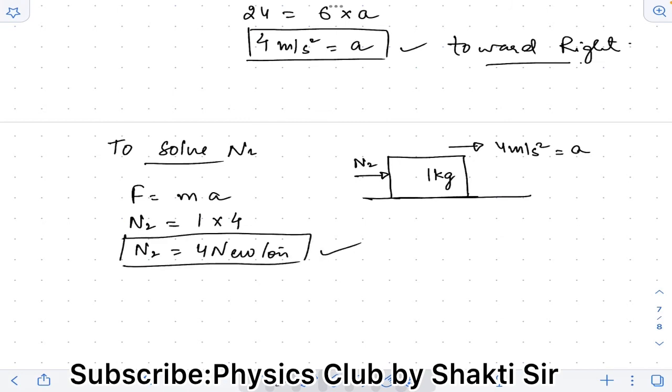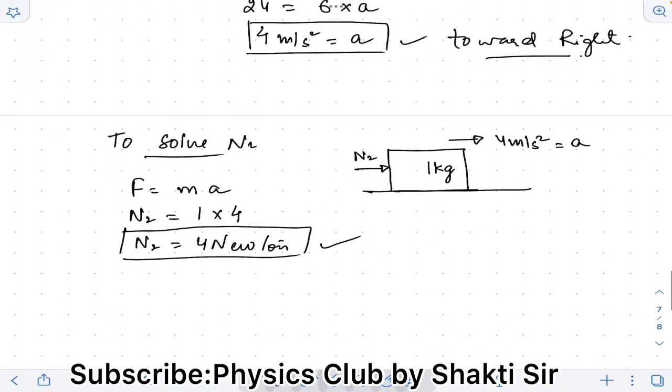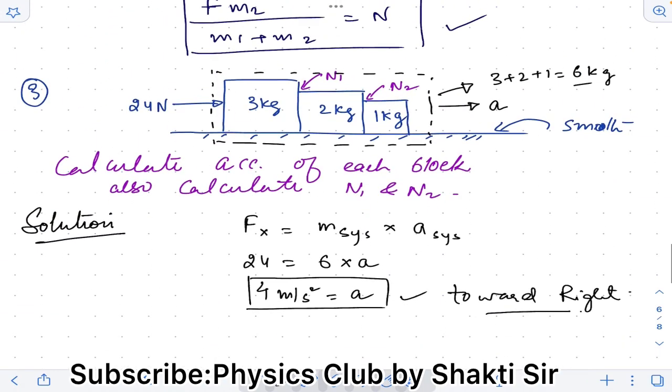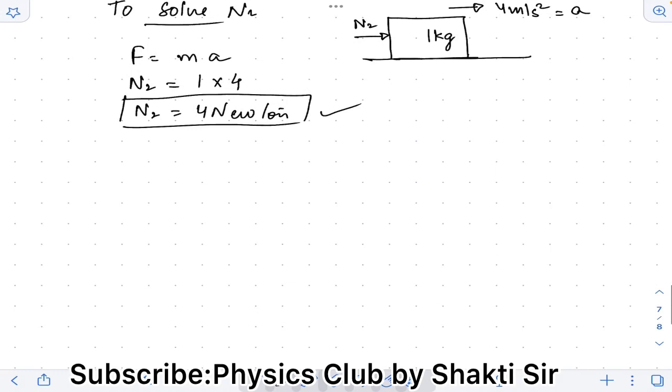Now we are interested in calculating N1. We can solve for N1 either by drawing the free body diagram of the 2 kg block or the 3 kg block, because N1 is the interaction force between the 3 kg and 2 kg blocks. So let's draw the 3 kg block to solve for N1.